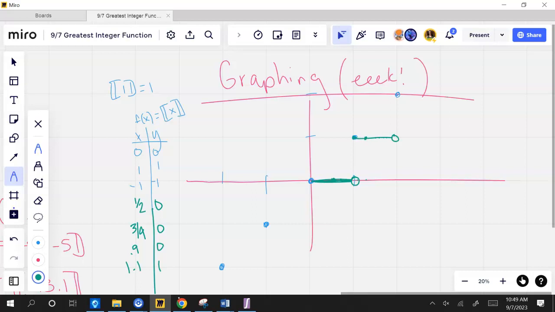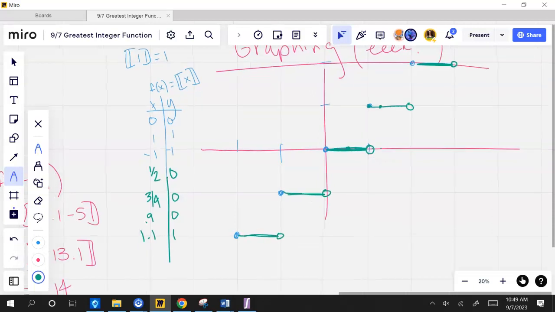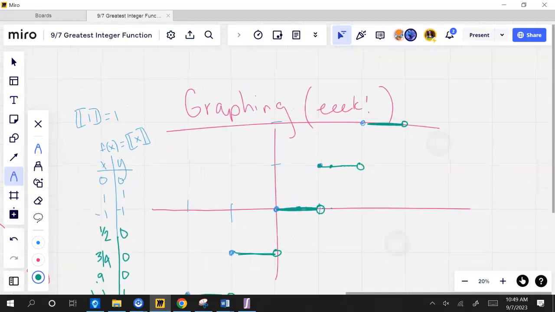Yes, I'm glad. Who said that? Miles, I'm sorry. I was looking at Harris. I thought, it does look like stairs. And some people call this a staircase function because it does look like stairs. Good job, Miles. I'm impressed. So if I follow this pattern through, this is what it looks like, and it would continue off in both directions.